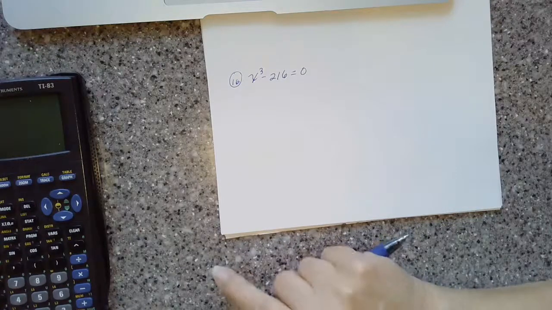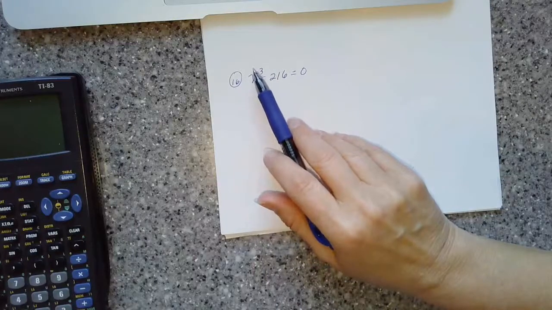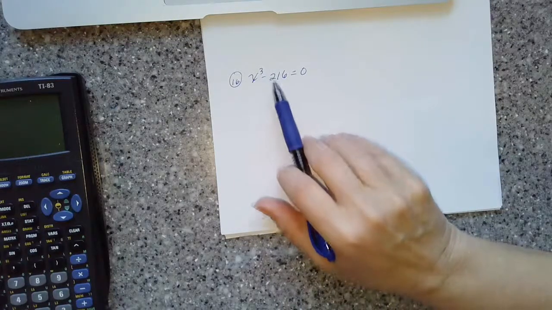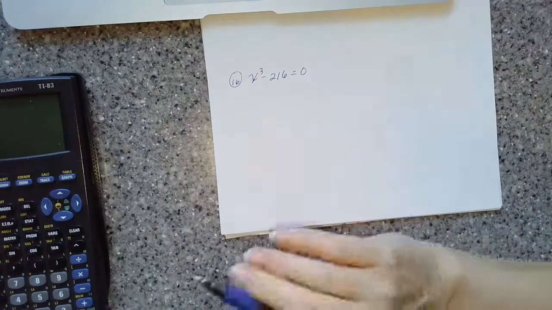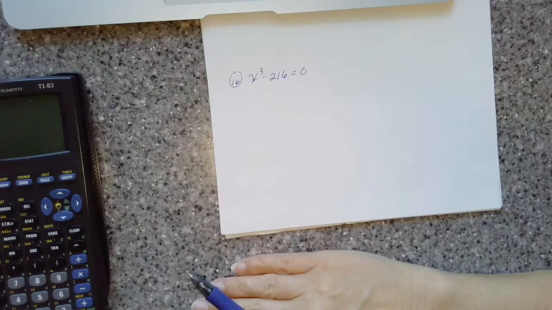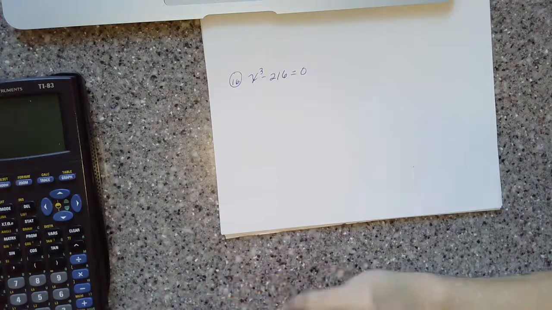6 cubed is 216. So 6 cubed, 216, minus 216 is 0. So that's one of the solutions. But the other 2 solutions are hard to find by just looking at this equation. And so we have to know this special factoring pattern, which was in your review section.